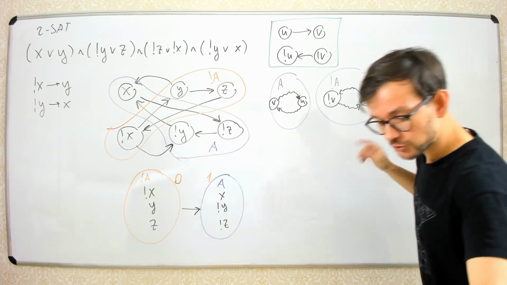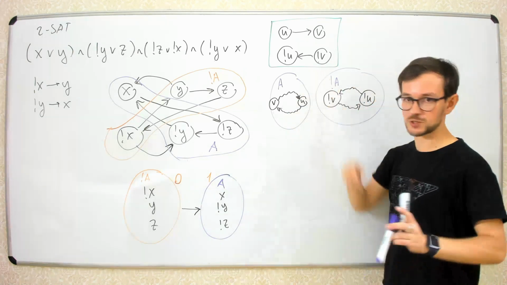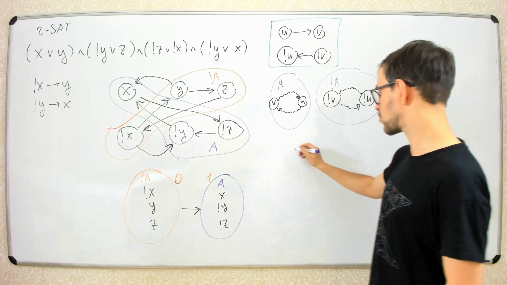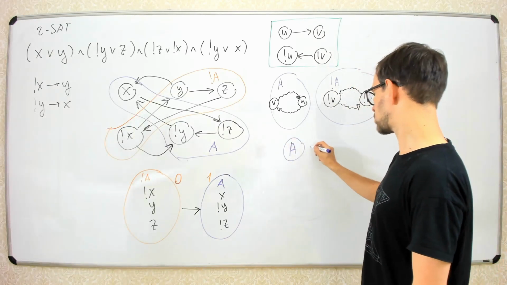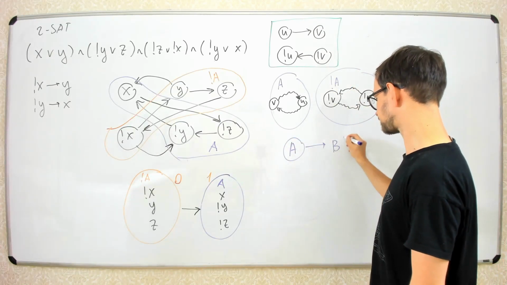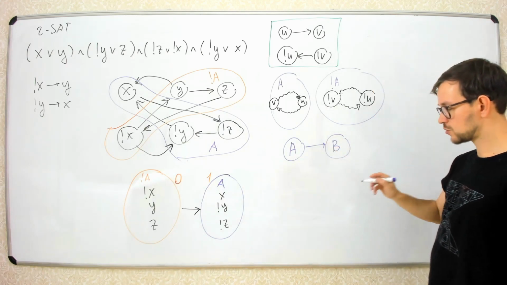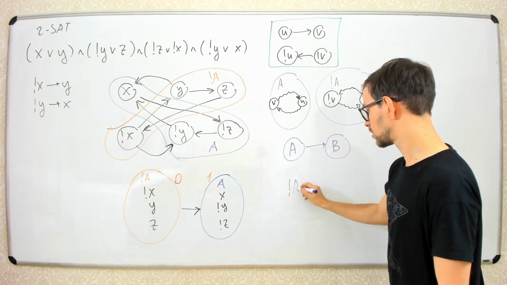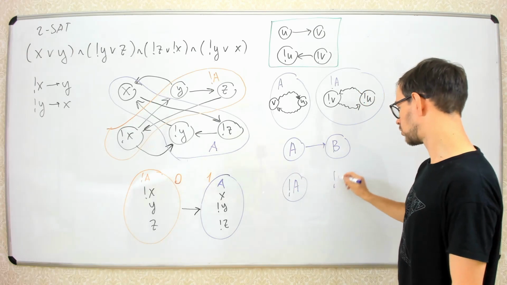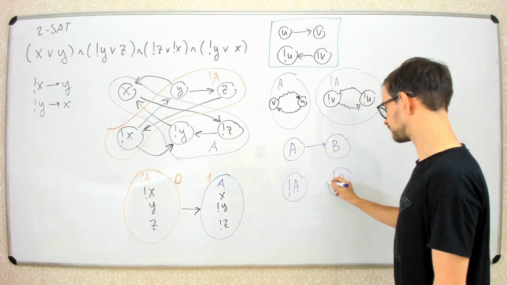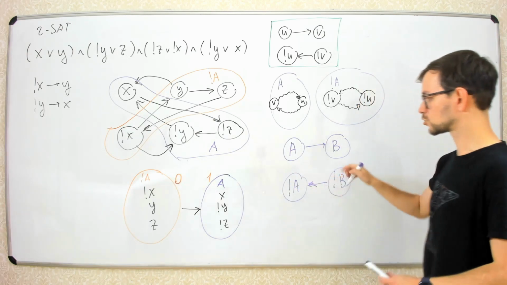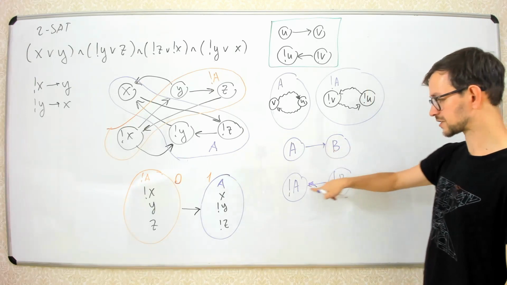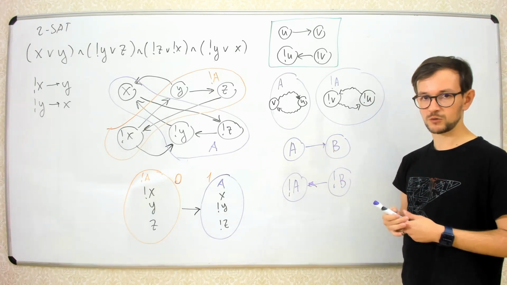Now, I also claim that the condensation will be skew-symmetrical also. So if you have some component A and you have an edge to component B, then you also must have an edge from node B to node A. So if you have an edge like this, then you must have an edge like this. It's easy to show.